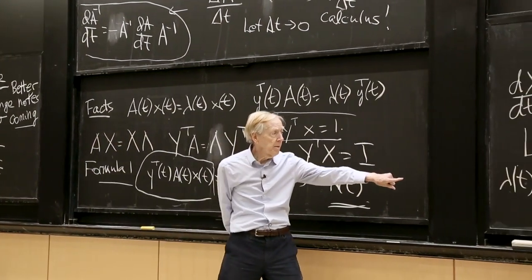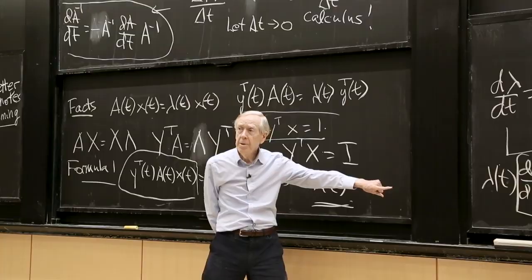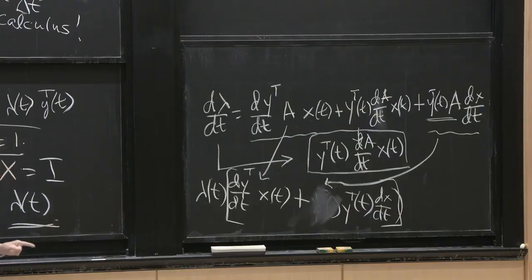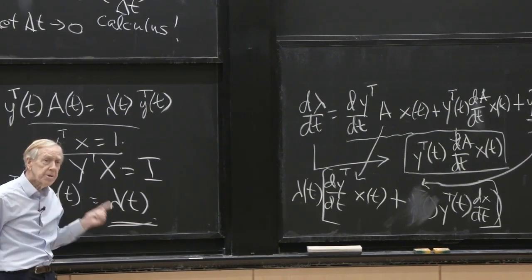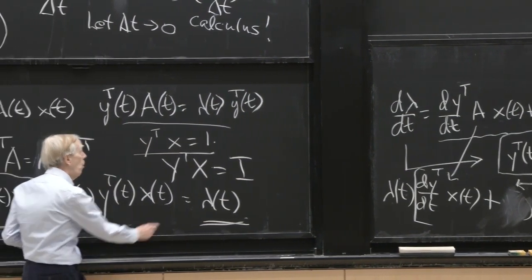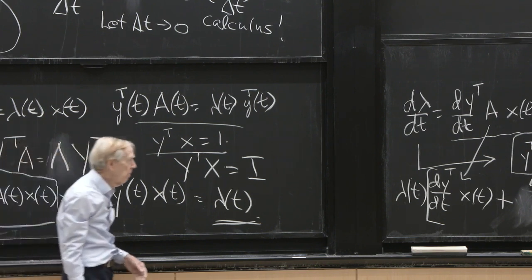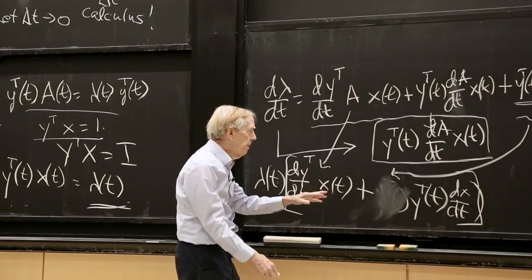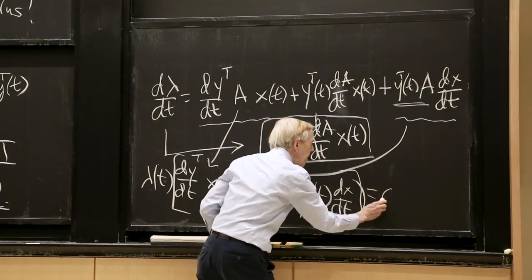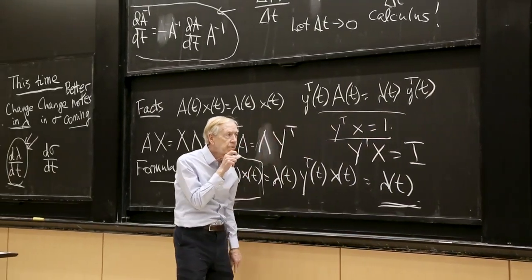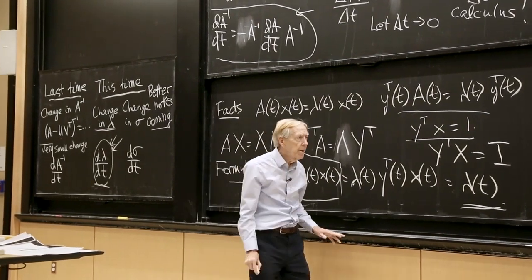Because what I'm seeing in that square, in those brackets, is the derivative of y transpose x. So it's the derivative of 1, therefore 0. So this is the derivative of 1. It equals 0. Those two terms knock each other out and leave just the nice term that we're seeing.